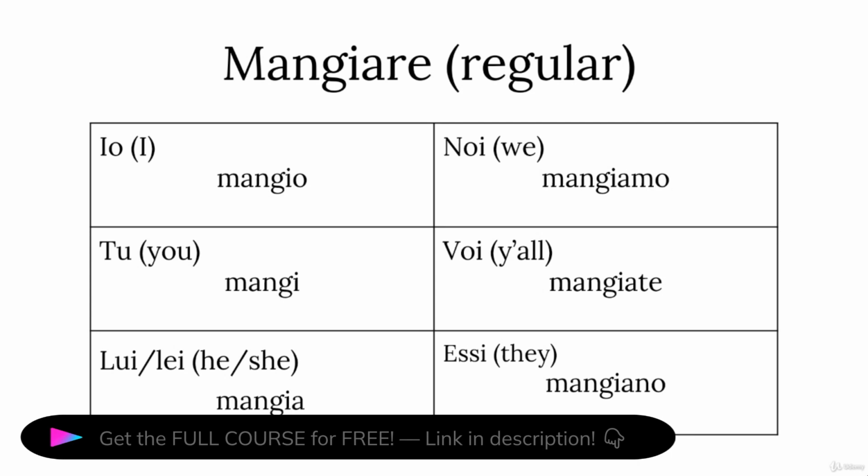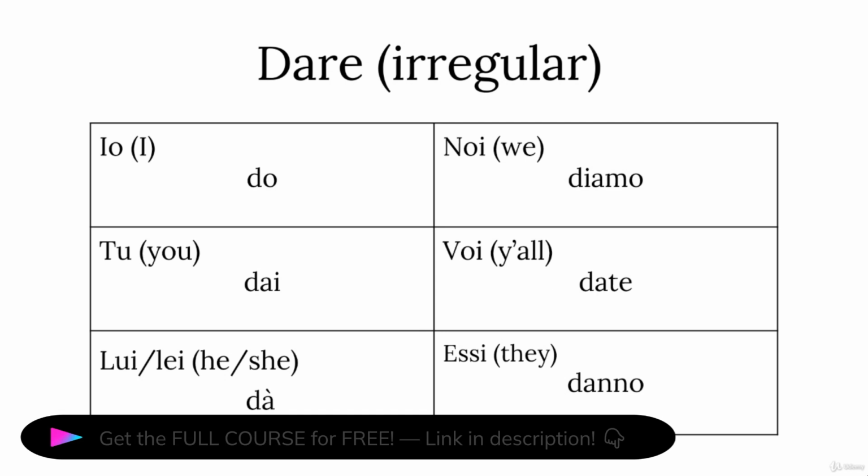Io mangio, tu mangi, lui, lei mangia, noi mangiamo, voi mangiate, essi mangiano. Okay? Watch out for the accent here. Mangiano. Perfect. Then we have dare, to give.